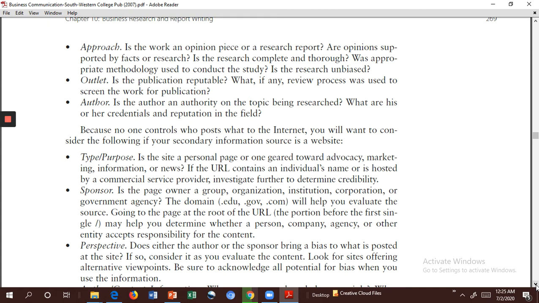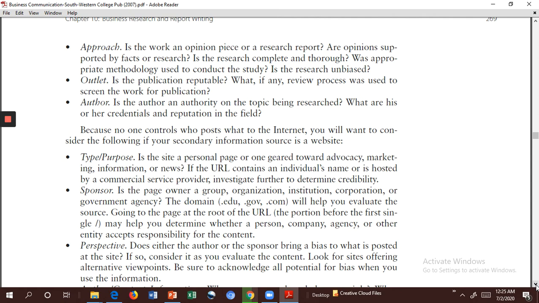Outlet: is the publication reputable? What, if any, review process was used to screen the work for publication? This is very important. Sometimes there are things published in journals that are not reputed. That means they publish anything which is available. They do not check the quality, they do not check the accuracy and all that.